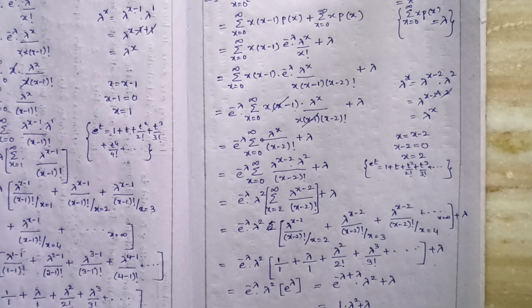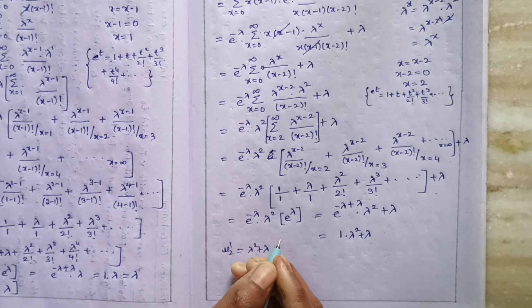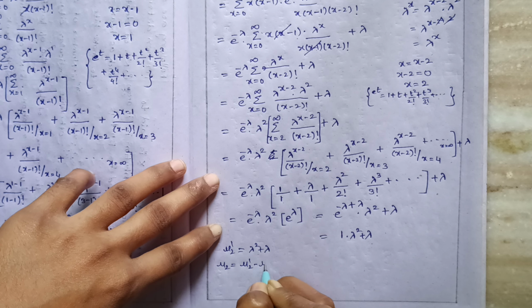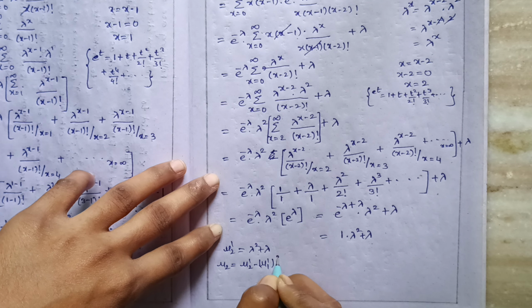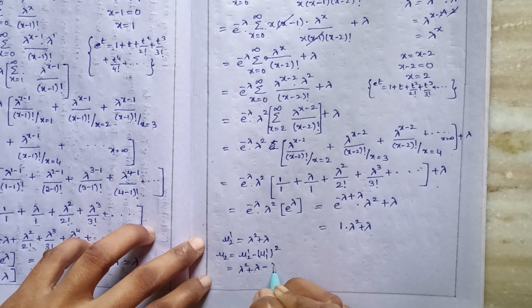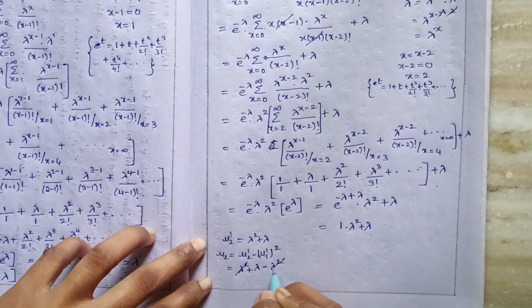We know that the second central moment mu2 is equal to mu2 dash minus mu1 dash square. So we need to substitute this mu2 dash and mu1 dash in this formula. mu2 is equal to lambda square plus lambda minus mu1 dash square. We got mu1 dash, see here in the above, as lambda. Therefore, I substitute here lambda. We have square, therefore lambda square, and plus lambda, square minus lambda square cancel.